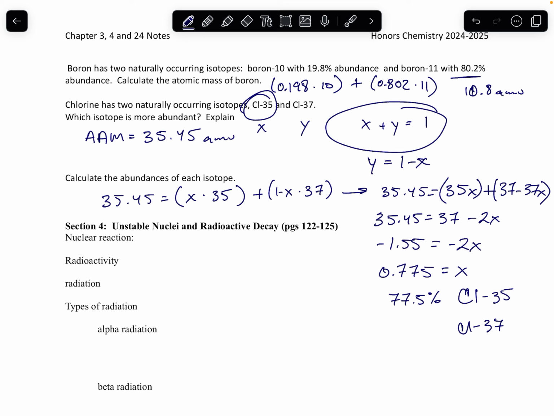77.5. Whoa. That looks like a better number. 22.5. Okay, so there's my abundances. And again, I can double check. I know that chlorine 35 is the more abundant one, so it's going to have the higher percentage.